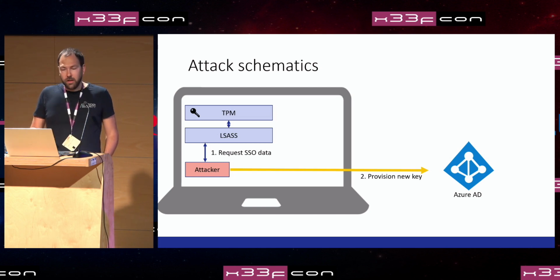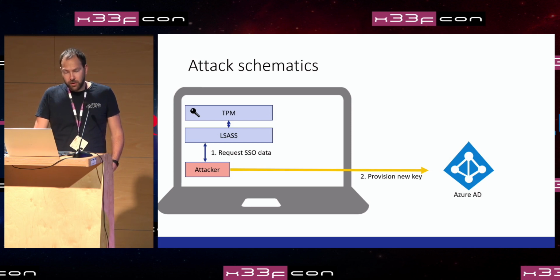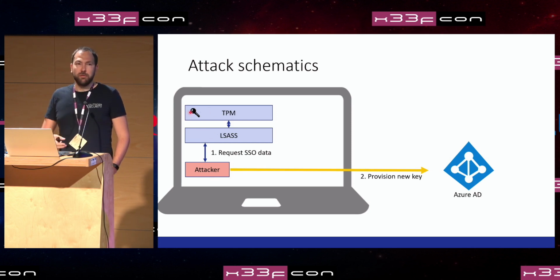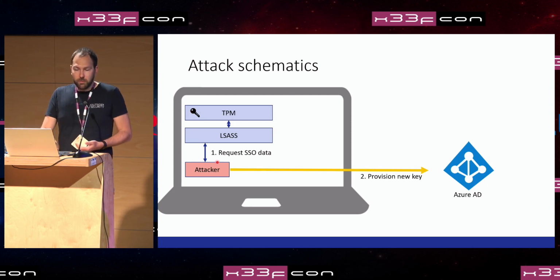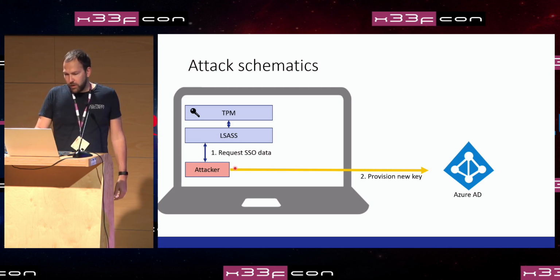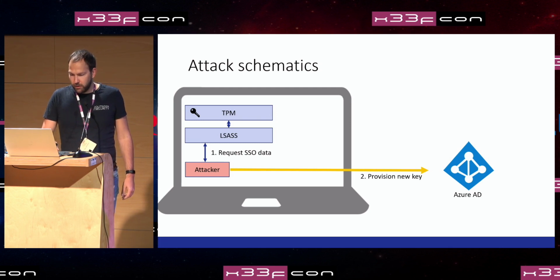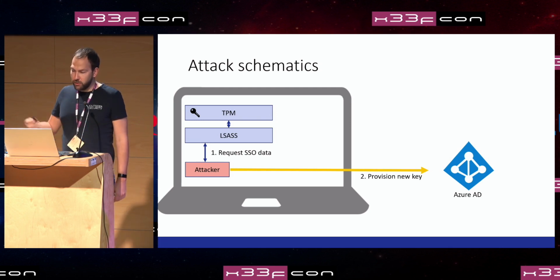And in this case, of course, all the credentials were protected by the TPM. So this device has a TPM, everything is secure in there. We cannot steal it from the TPM, but we can simply request the single sign-on data and provision a new key that we control ourselves. So the whole TPM protection in this case doesn't really matter if we can just provision a new key, basically.